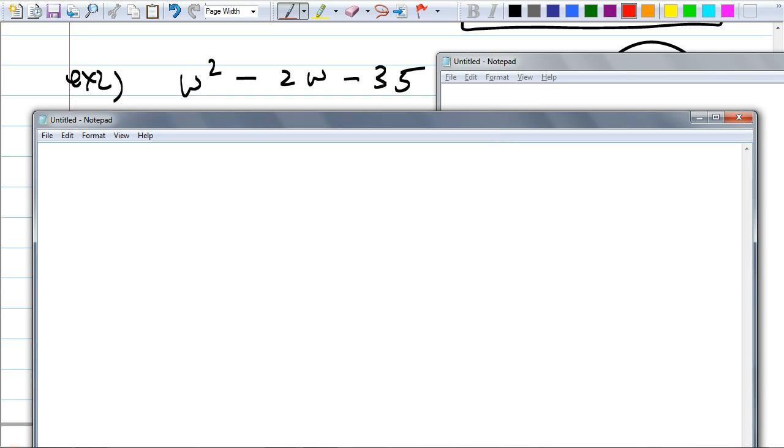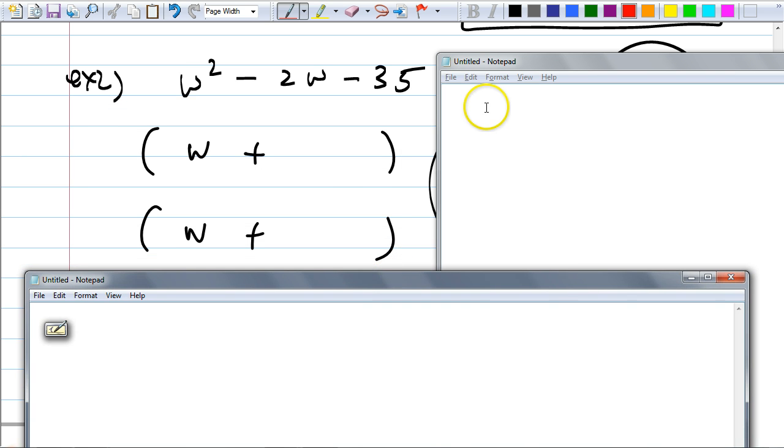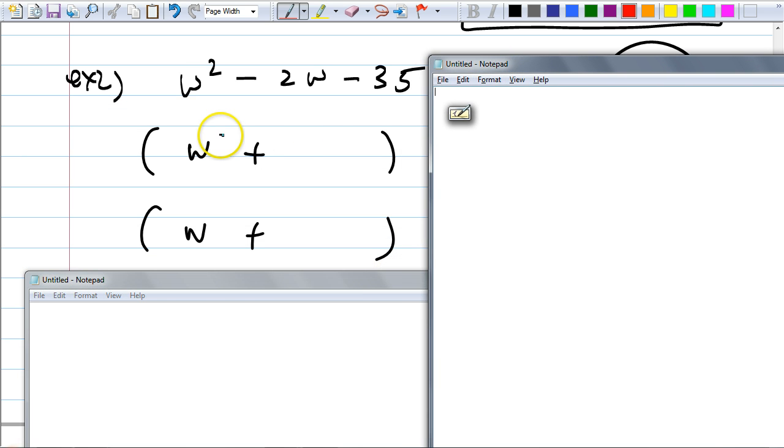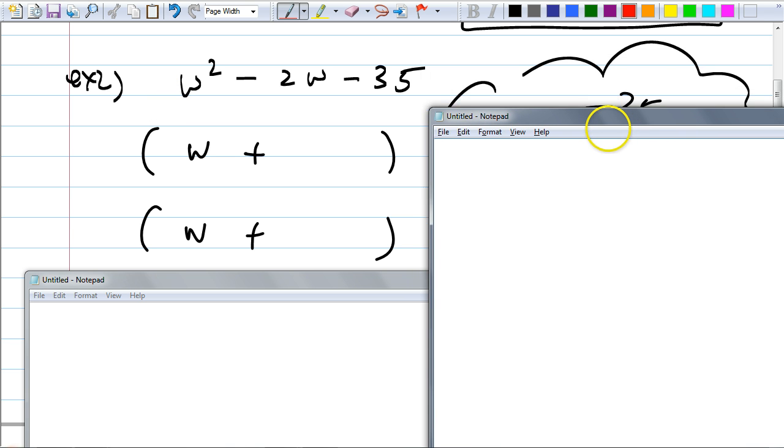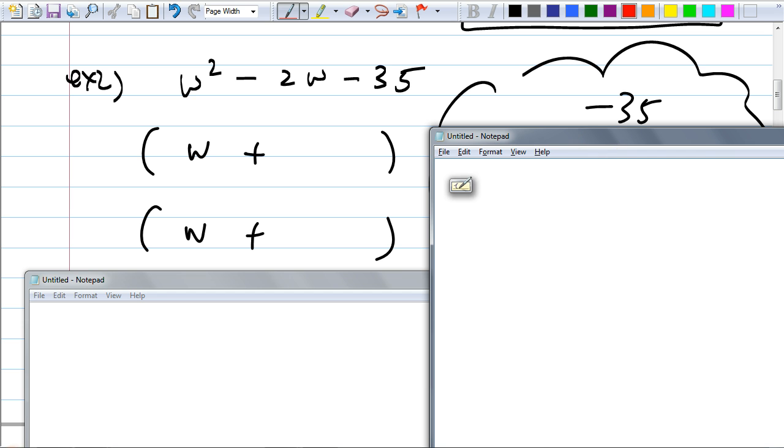No? Okay. So first of all, I saw a lot of people actually start off with this. So that's really good, right? Did you all start with this? The only way to get w squared is w times w, right? Again, this is really simple because this is 1w squared. The only way to get that is w times w. Now, for negative 35, somebody give me the easiest way to get negative 35.